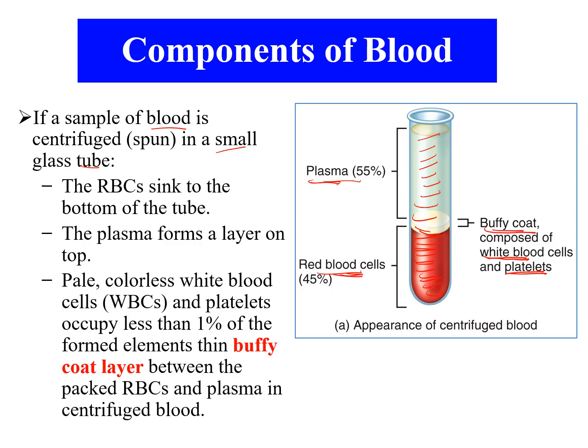In terms of percentages, the red blood cells are going to make up 45%, while plasma will make up 55%. The Buffy coat, the white blood cells and the platelets, is going to make up less than 1% of the blood volume.